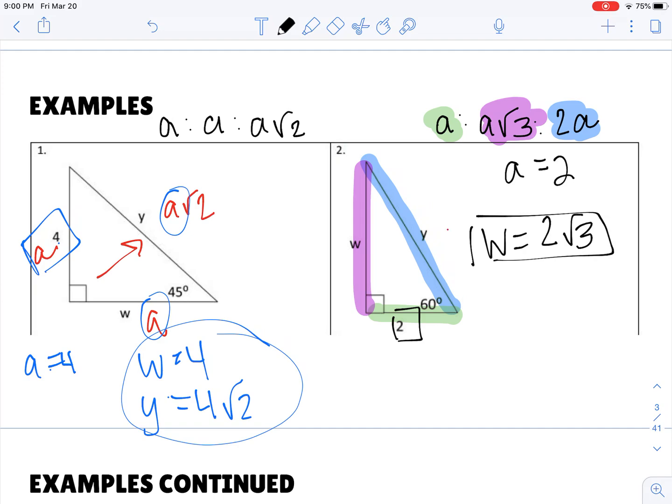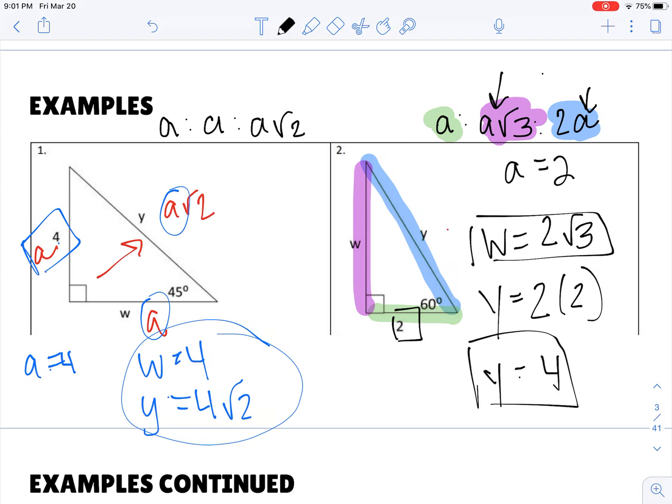The hypotenuse, which is in blue, which would be Y, is worth 2 A's. Well, we just said A is 2, so I substitute. We're substituting in for the A's that we have here. Okay. 2 times 2, I can simplify. We know that that's 4. So in this case, x equals 2 square root of 3 and y equals 4. And that problem is done.